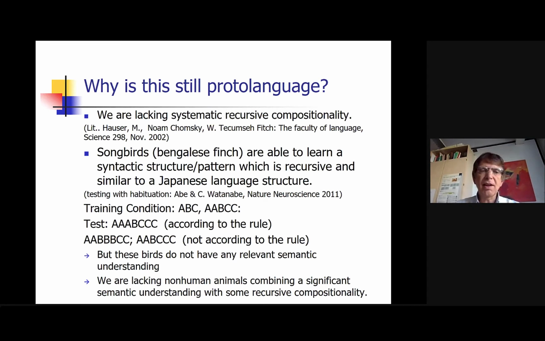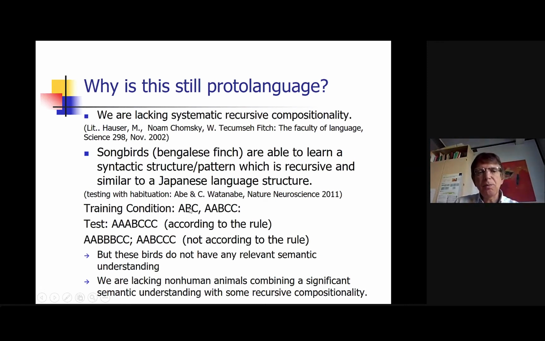If they recognize something as the same type as what they have just heard, they stop reacting with surprise in their calls, and you can make use of that by having a special training condition, where you say the structure is A, B, C, and now you double the A and you double the C and leave the B single. And this structure is actually similar to a Japanese syntactic rule.